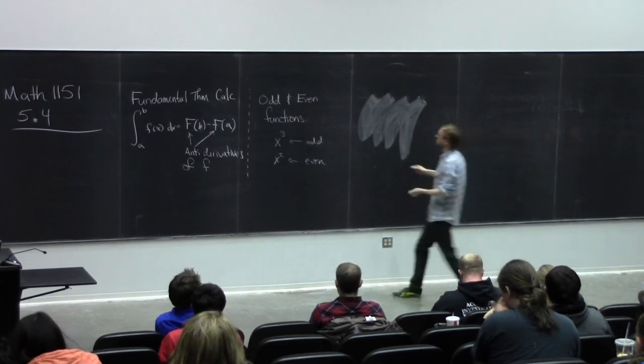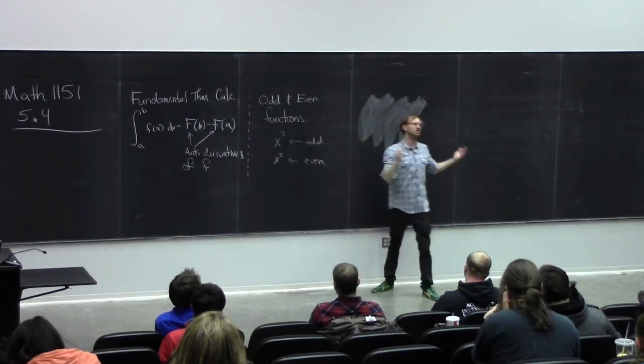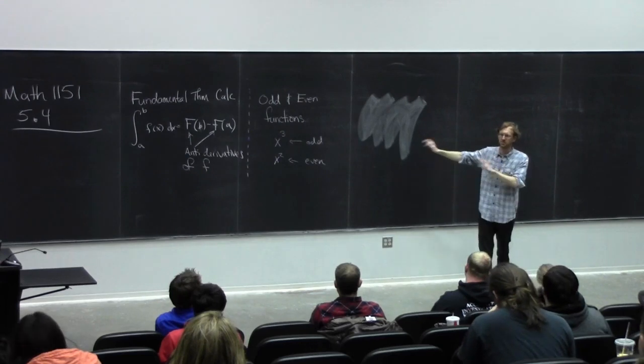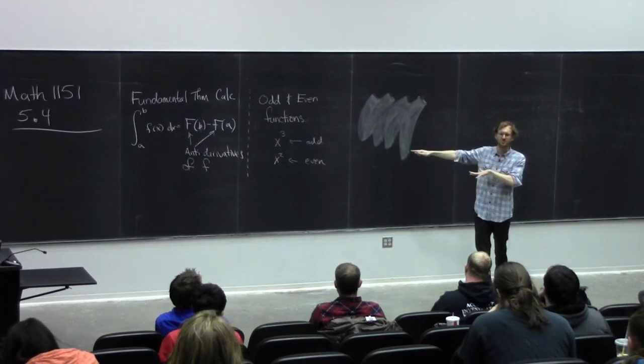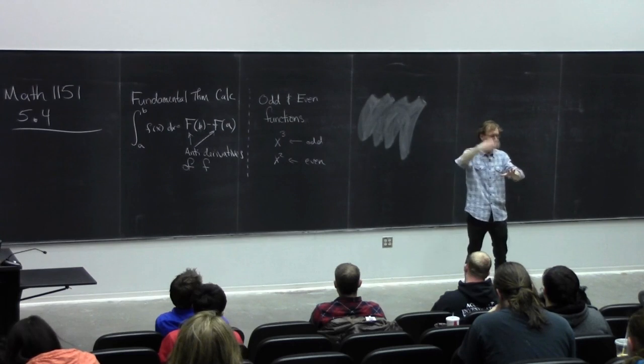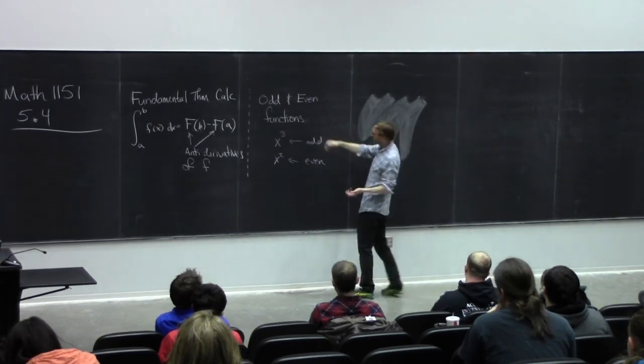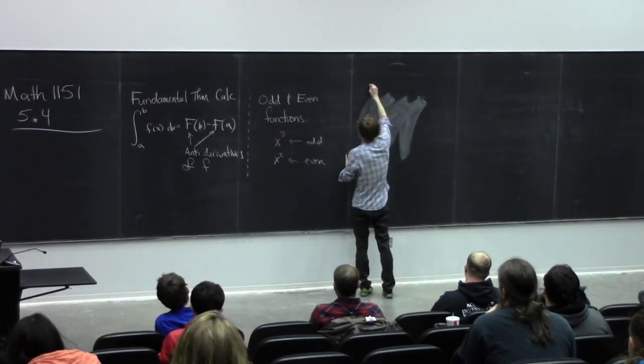There's a geometric interpretation, though. And the geometric interpretation is so strong that a lot of times I think people just skip this part. But this is where the names come from. If you take x to a power, if the power is odd or even, that's what it tells you it is. So here's the geometric idea.